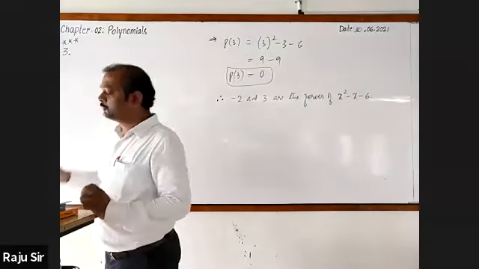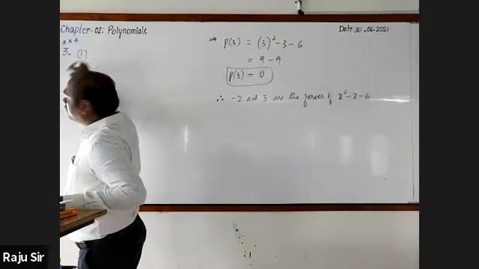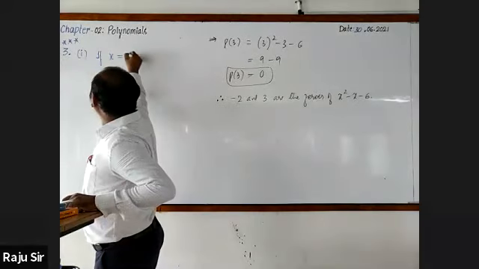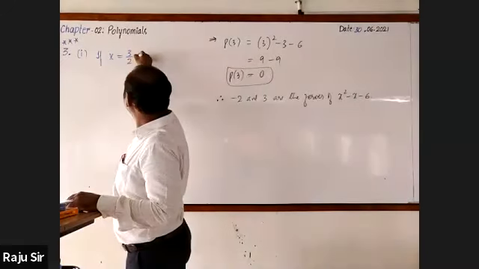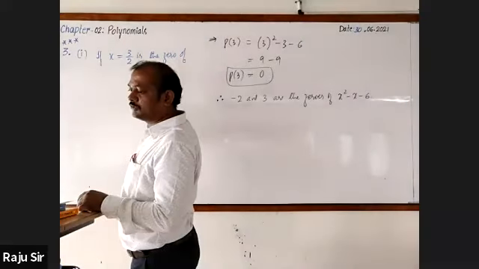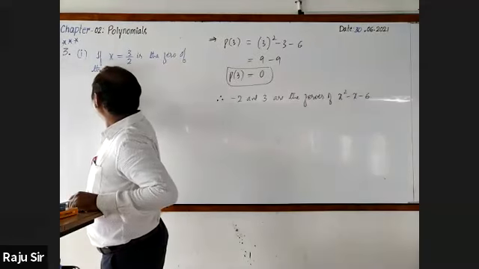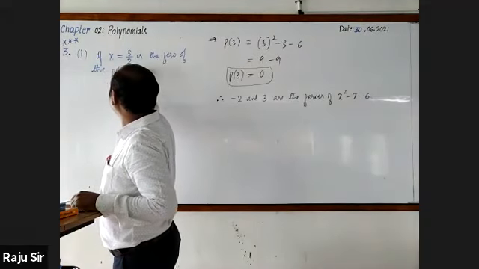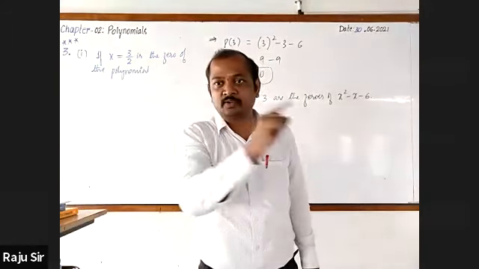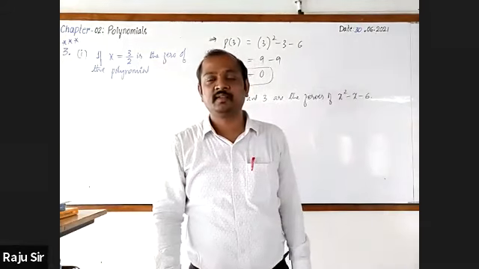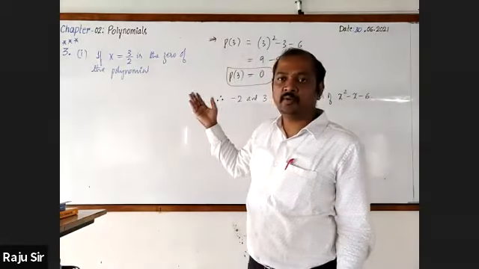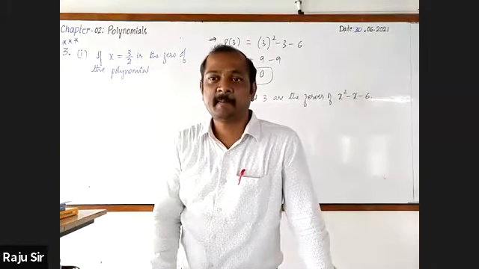I'll give you that problem. Third one. If x equal to 3 by 2 is a zero of the polynomial. Just by going through this one sentence only, you can observe how interesting this statement is. Is it not?